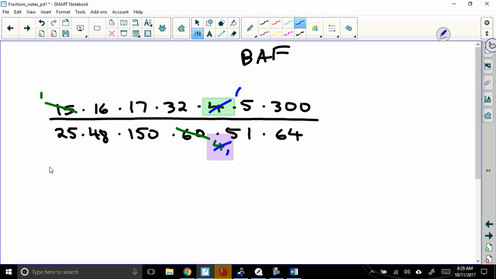Wow. Huh. So whenever you're canceling or cross-canceling, it's a good idea to have a different colored writing instrument. Don't have to, but or just get creative with the marker or pen strokes that you use. So I'm going to go to the 16. Who can read my mind and say what I would like to cancel the 16 with?